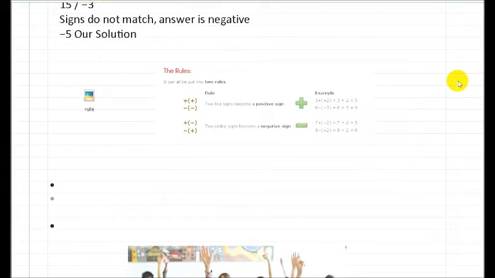Now I'm going to explain the rules. It can all be put into 2 rules. First rule, plus plus, minus minus, 2 like signs become a positive sign. A plus minus, minus plus, 2 unlike signs become a negative sign.